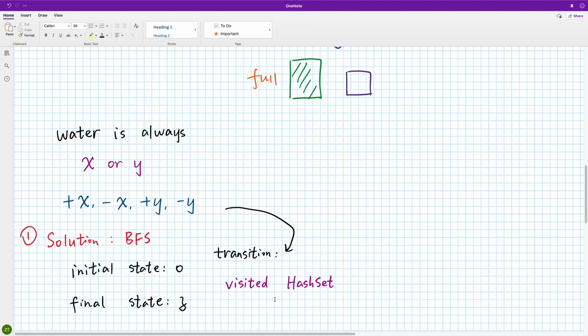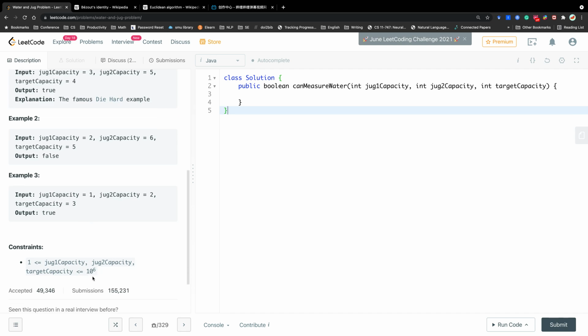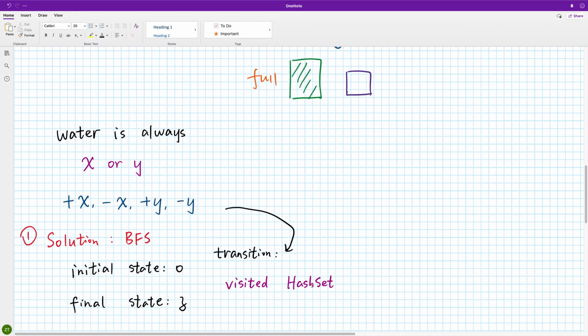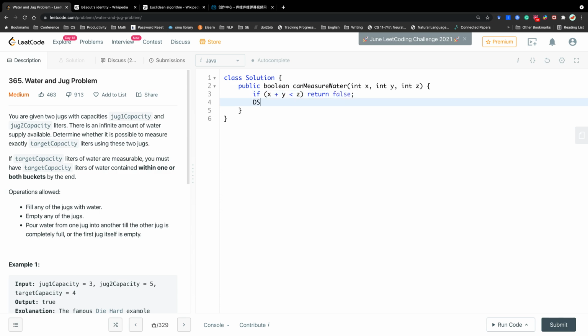Another thing is that we also need to remember the visited states. Instead of using an array, we can use a hash set because this number is actually large. To save memory, we should use a hash set instead and only record the ones we used. So then let's write it into code. We take integer x, integer y, and integer z. Quick check: if x plus y is less than z, that means we will never reach z, so we return false. Then we will use a deque to represent a queue.